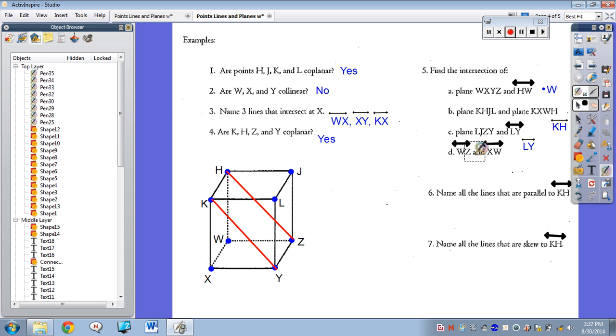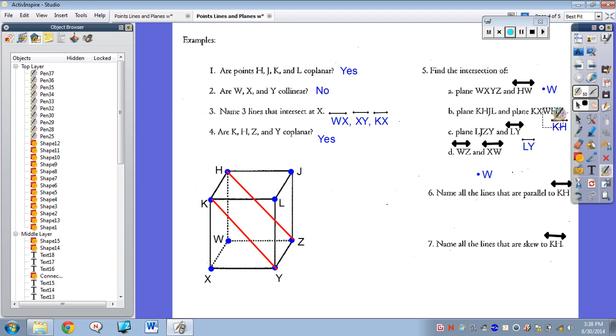Alright, and then you've got line WZ and line XW. If you think about two lines intersecting, they must intersect at a point, so your answer should be a point here. WZ is right here, and XW is right here, and these two lines intersect at point W.